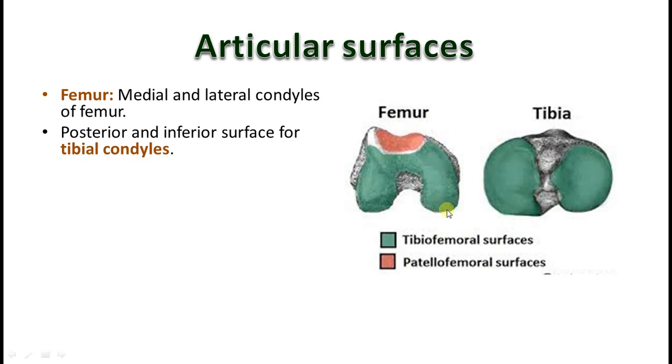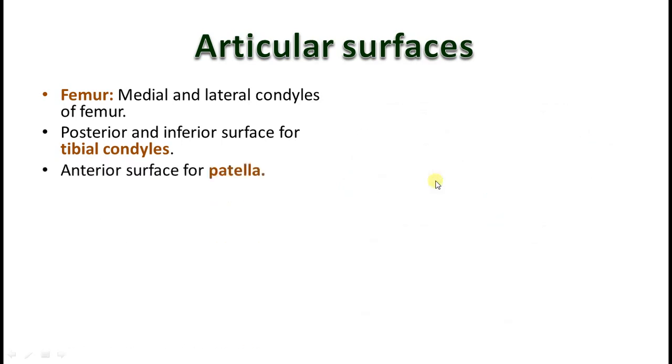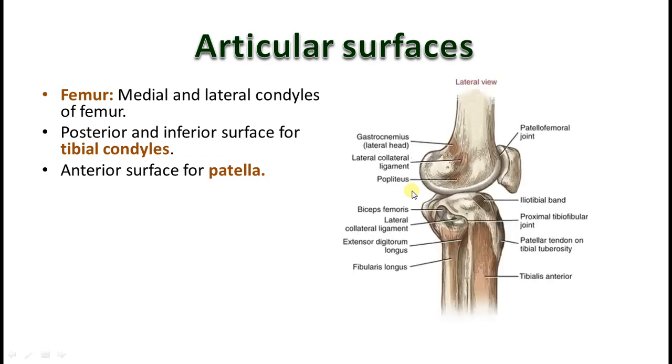Antero-posteriorly it is slender and extensive. Antero-posteriorly it is long, but transversely it is somewhat thinner as compared to the lateral condyle. Okay, so this is all for the purpose of the movement, effective flexion and extension of the knee, which we are going to discuss in the later part of this lecture. So, anterior surface for the patella, and posterior and inferior surfaces for the tibial condyles.